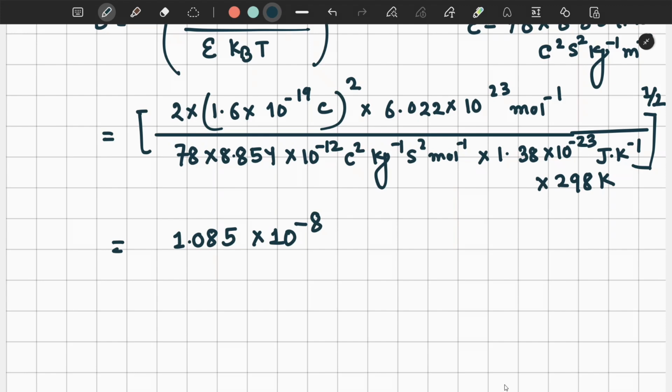Shift on units. Again, I will do it: 2 into 1.6 into 10 to the power minus 19 whole square, into 6.022 into 10 to the power 23, divided by 78 into 8.854 into 10 to the power minus 12, into 1.38 into 10 to the power minus 23, 10 to the power 16. Yes, 16.